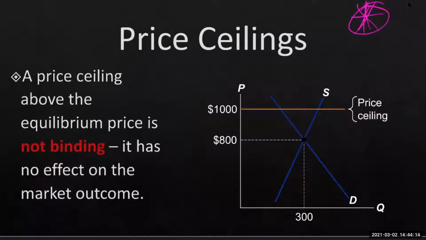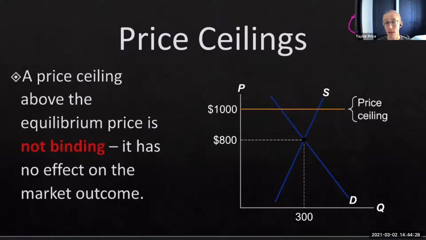Professor, is there ever a case in which the equilibrium price and the price ceiling are the exact same? Like if they cap it at 800? That's a good question. So there can be, but when that happens, basically the price ceiling doesn't change the equilibrium outcome. So there's not really an impact. So it would still be called not binding. Yeah, because it's basically not changing the outcome.